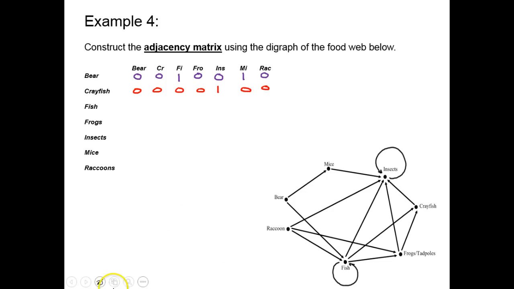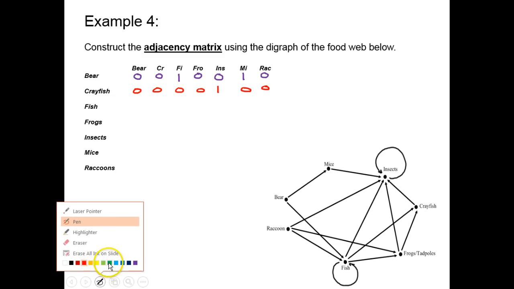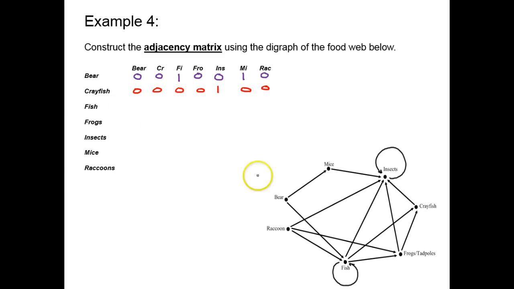Let's move on to fish. Alright, let me grab another color. Let's do green this time. Alright, fish. I'm looking at each of the arrows going away from fish, and I see 4 of them. Fish eat insects, fish eat crayfish, fish eat frogs or tadpoles, and fish eat other fish. So fish eat insects.